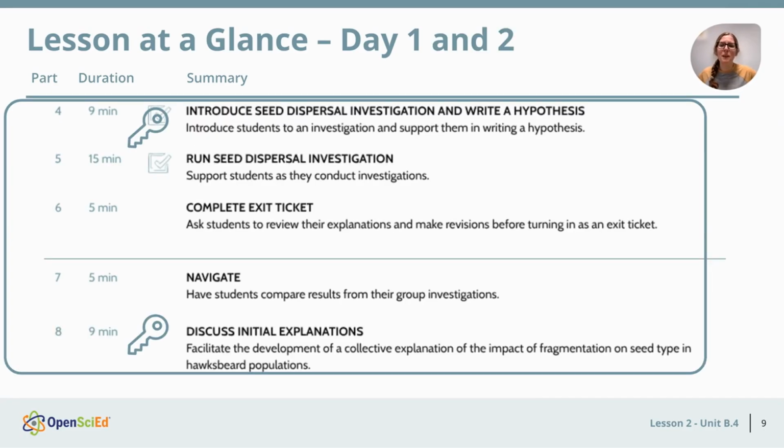In sense-making loop 2, which will cross between day 1 and day 2, we're going to introduce the seed dispersal investigation, and we're going to make a hypothesis about those different seed types. We're going to complete the investigation and then finish the day with an exit ticket. And then when we get back the next day, we're going to discuss those initial explanations on why fragmentation is causing this difference of seed types.